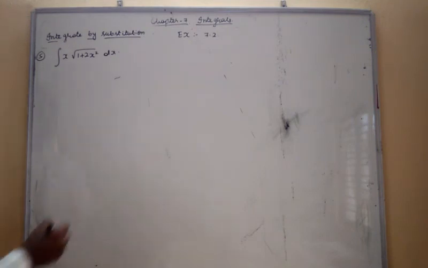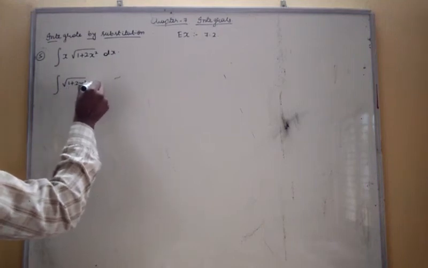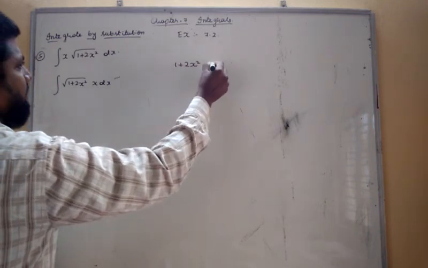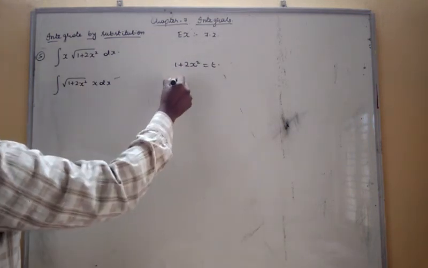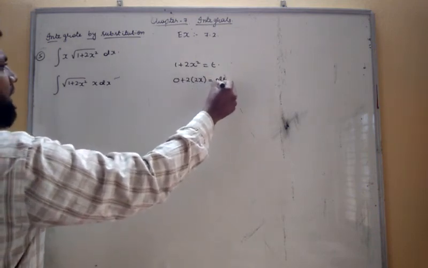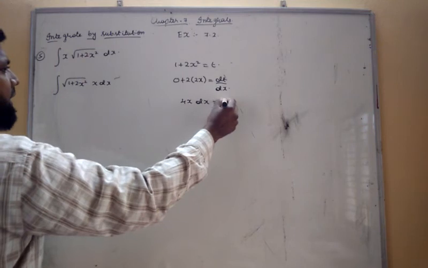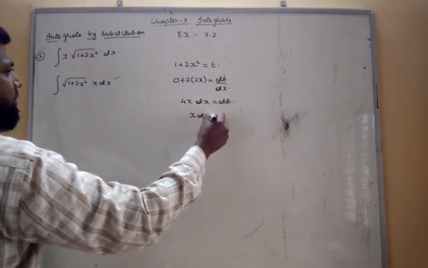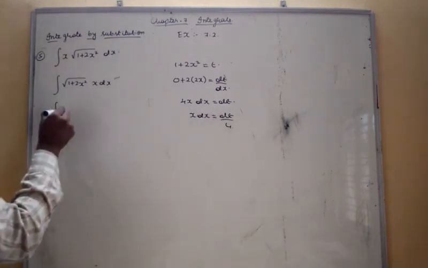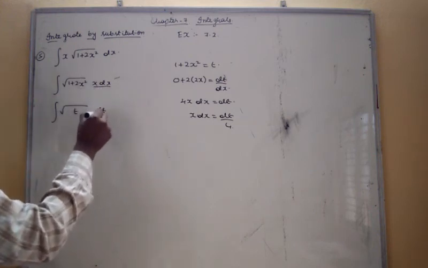Okay, so let us take this problem: integration of root of 1 plus 2x square times x dx. Let 1 plus 2x square be equal to t. Differentiating, 0, that 2 is constant, 2x is equal to dt by dx, then 4x dx is equal to dt, so x dx is equal to dt by 4. If you substitute here, root of 1 plus 2x square can be written as t, and x dx can be written as dt by 4.